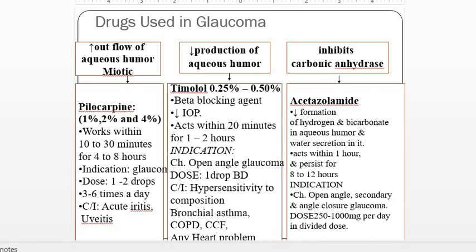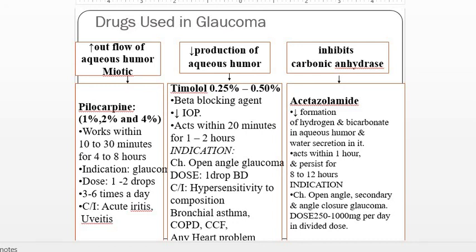The next is decrease the production of the aqueous humor. Timolol 0.25% to 0.5%. It is a beta blocking agent. It decreases the intraocular pressure, acts within 20 minutes for 1 to 2 hours. Indication: it includes chronic open angle glaucoma. Dose: 1 drop BD, that is 2 times a day.